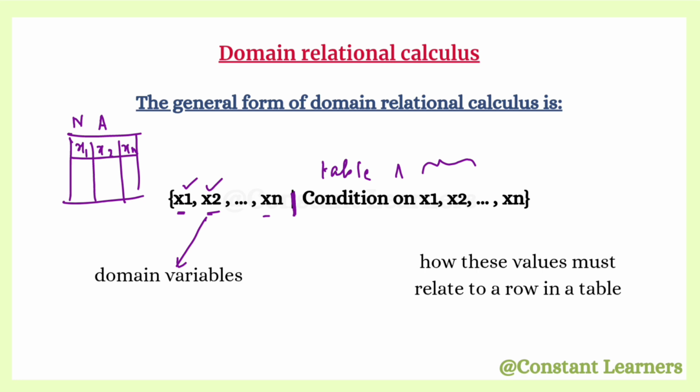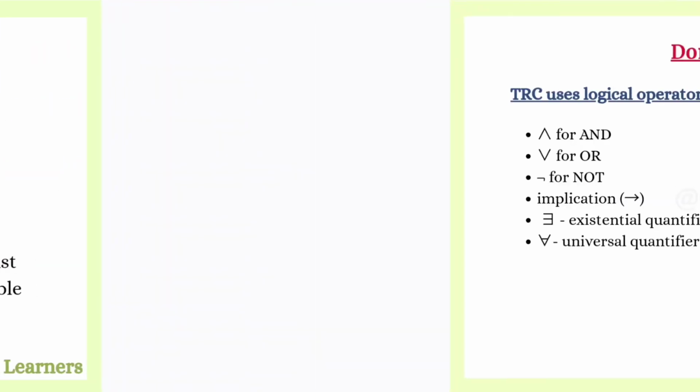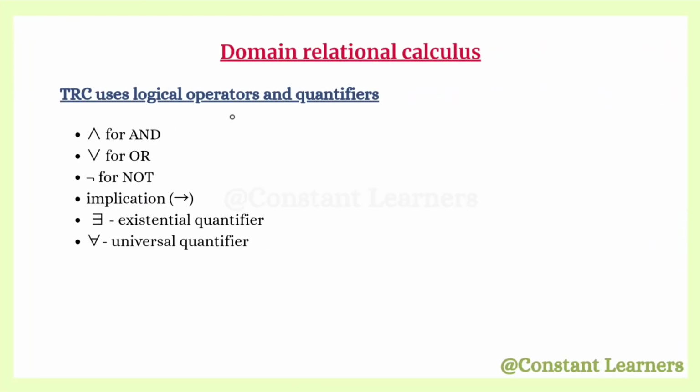All right. Now, domain relational calculus queries use logical operators and quantifiers just like in the tuple relational calculus: and, or, not, implication, existential quantifier and universal quantifier. We have discussed all of these in detail in the previous video, right? Now let's take up an example.